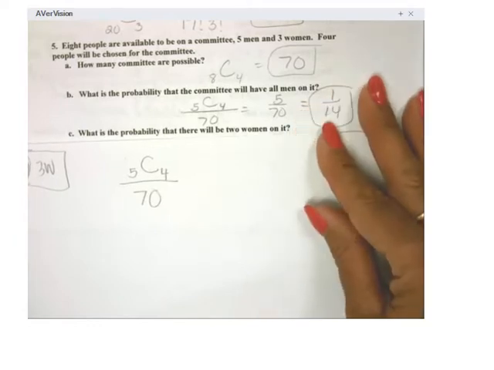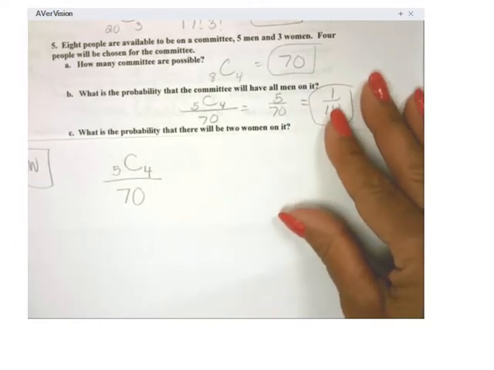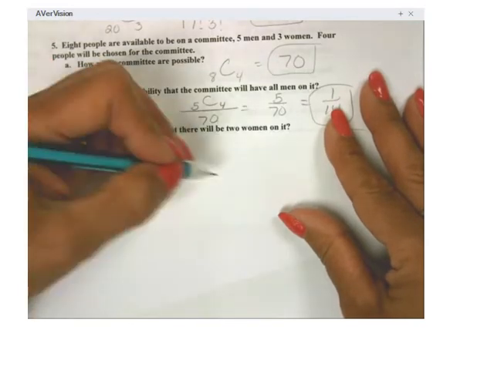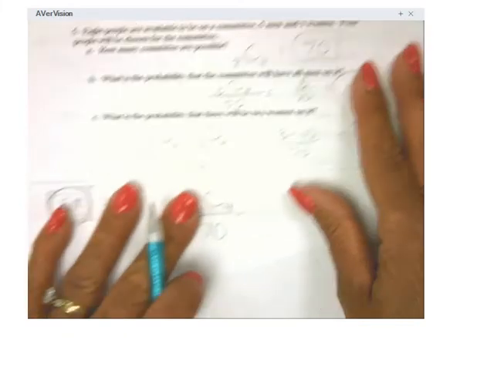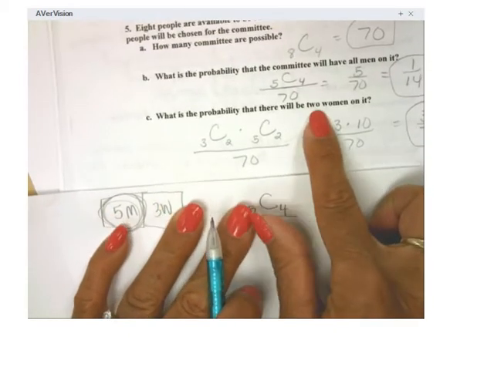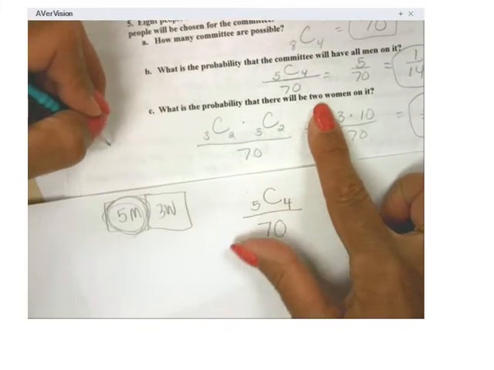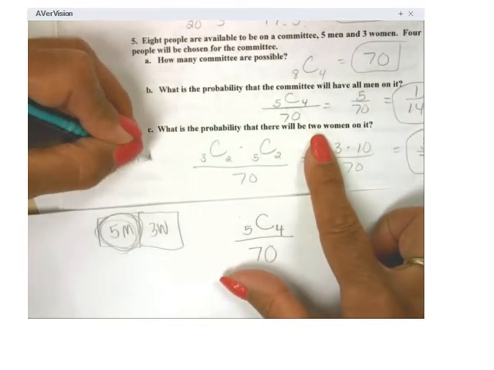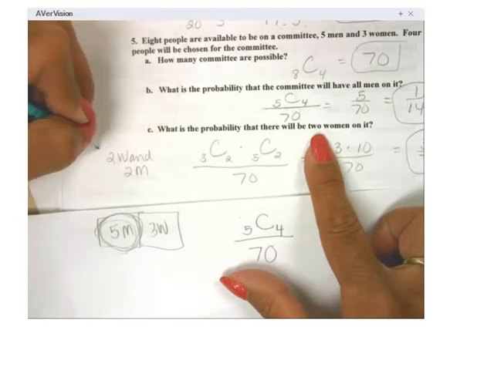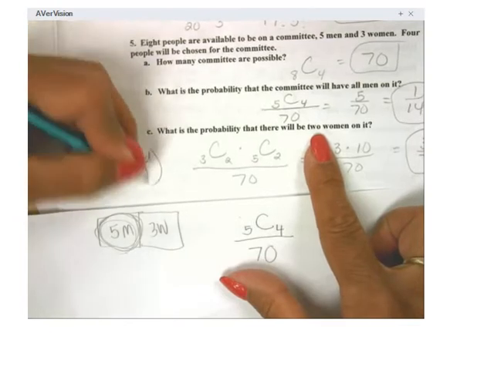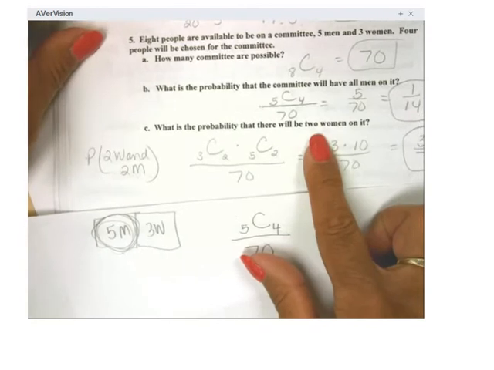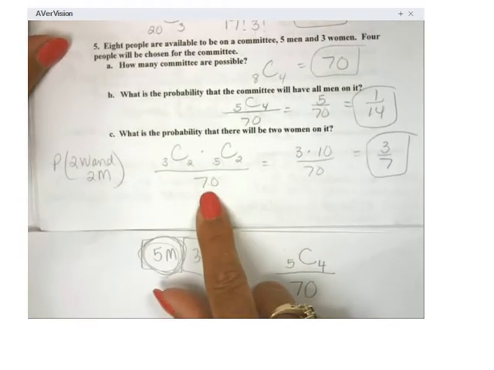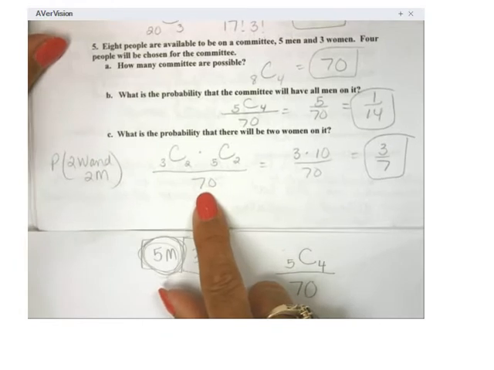Now we want to find the probability that we would have 2 women on the committee. The thing that we have to be careful about when we're figuring out probability questions with combinations is we have to make sure we choose everybody. We are picking 4 people. So when I say I want 2 women on the committee, you want to find the probability of having 2 women and 2 men. We do want both. We don't just want 2 women because we won't have 4 people on the committee.